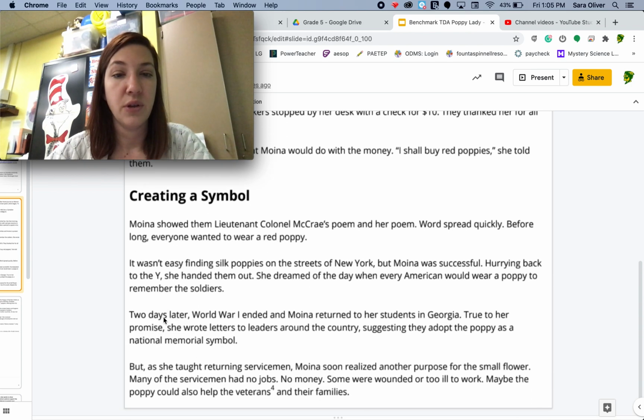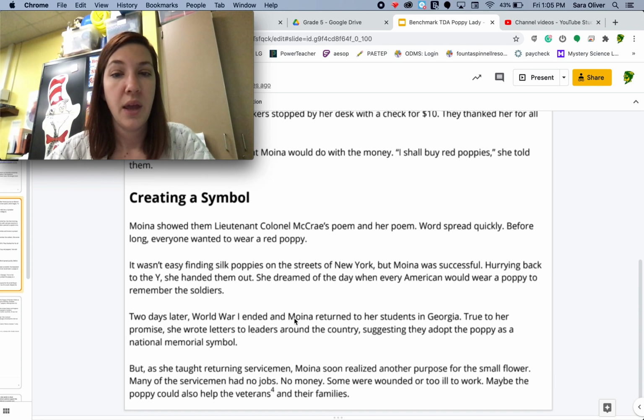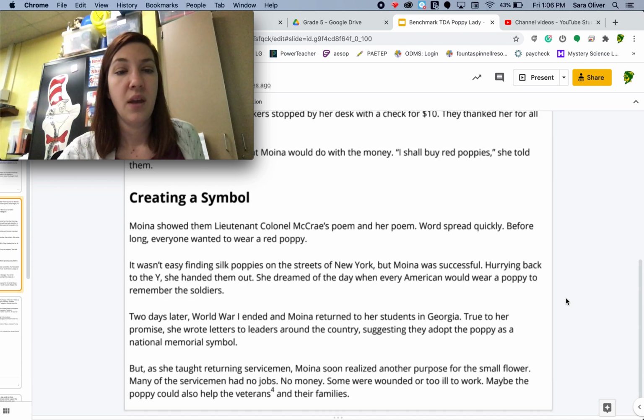Moina showed them Lieutenant Colonel McCrae's poem and her poem, and word spread quickly. Before long, everyone wanted to wear a red poppy. It wasn't easy finding silk poppies on the streets of New York, but Moina was successful. Hurrying back to the Y, she handed them out, and she dreamed of a day when every American would wear a poppy to remember the soldiers.